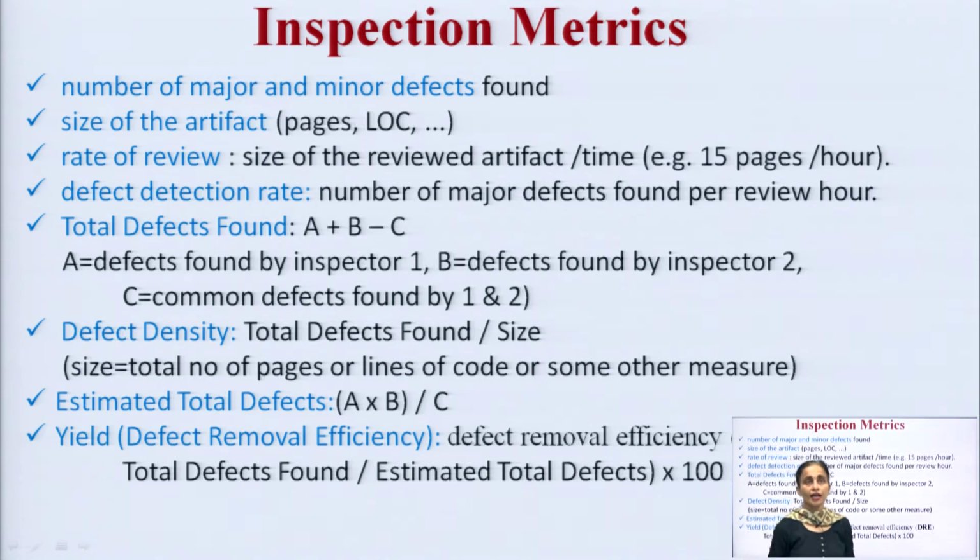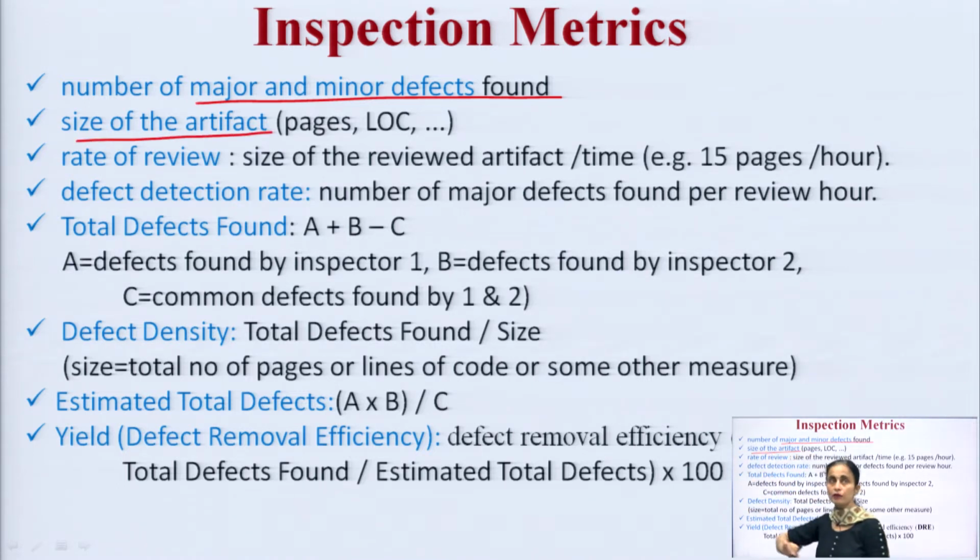Then what are the inspection metrics, on the basis of which we calculate the defects and then correct them? Let us define them. First, we have to find the number of major and minor defects. Second, we should know the size of artifacts, meaning the size in pages or the lines of code in my product. The third is to find the rate of review. Then the next is defect detection rate.